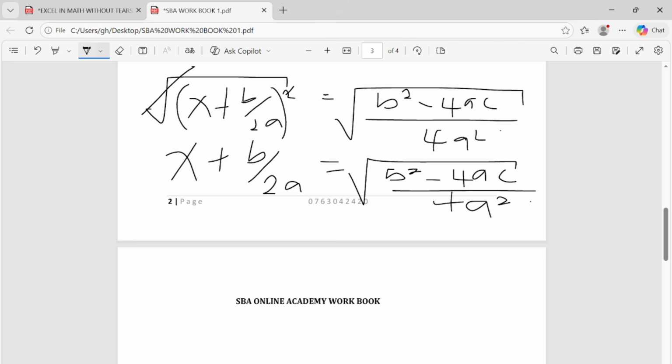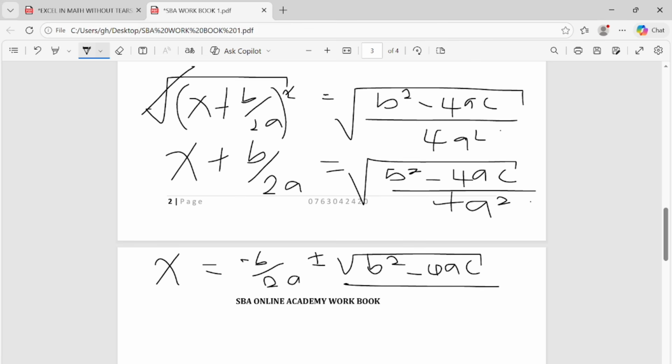So now remember, our aim is to make x the subject of this formula. So how do we make x the subject? By taking b over 2a to the other side. So x equals negative b over 2a, plus or minus, remember whenever you get a square root of any number it is either positive or negative, the root of b squared minus 4ac. But remember, this root can be put on the numerator, and it can also be put on the denominator. So it is the same thing. So this will be 4a squared.